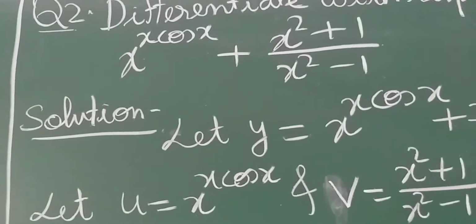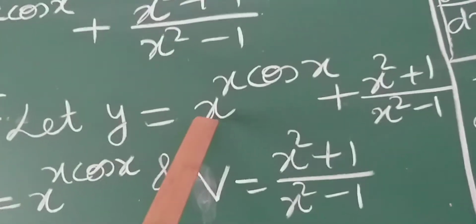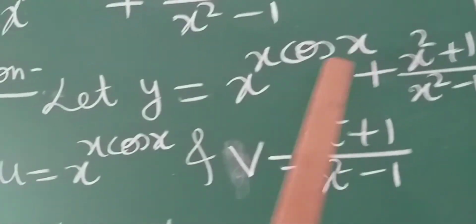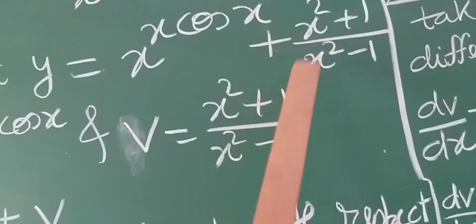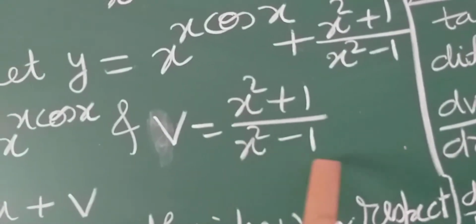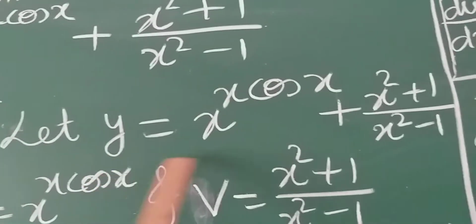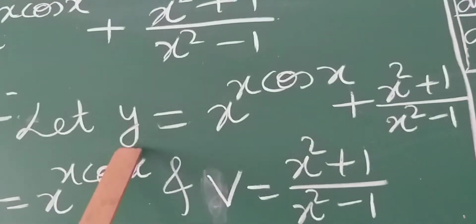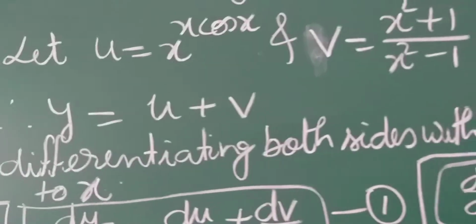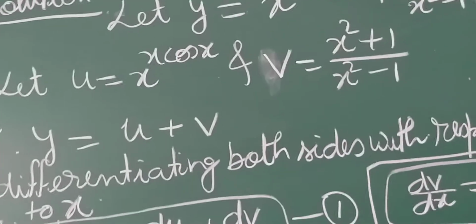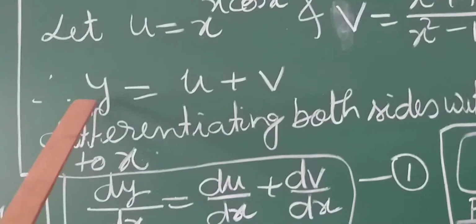So in this case we have to suppose separately students. So let's suppose x to the power x cos x equals u, and this part x square plus 1 upon x square minus 1 equals v. So now the question will become y equals u plus v. Okay students, differentiating both sides with respect to x. So y differentiation dy by dx.